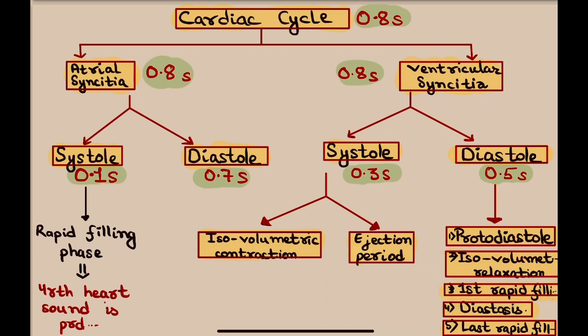Now we have the first rapid filling. In the first rapid filling, the blood from the atria comes into the ventricles, and in diastasis we have a continuation of blood filling, and in the last rapid filling we find the whole blood coming from the atria to the ventricle, and this last rapid filling continues with systole. That means then the atrial blood comes into the ventricle.